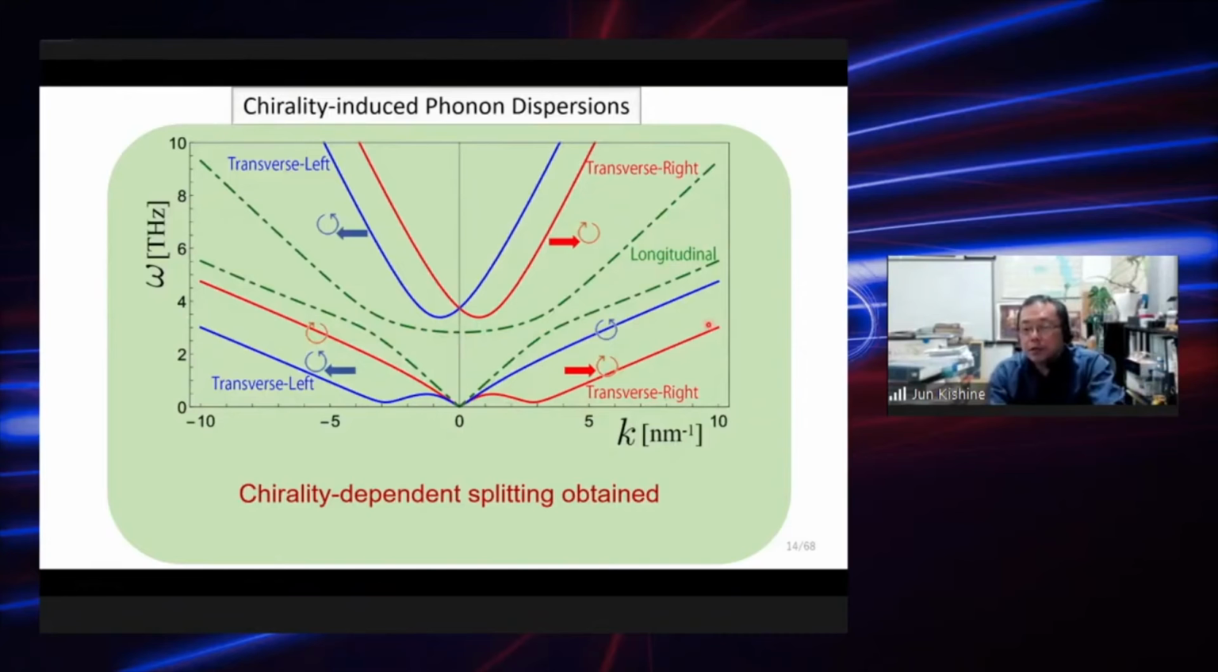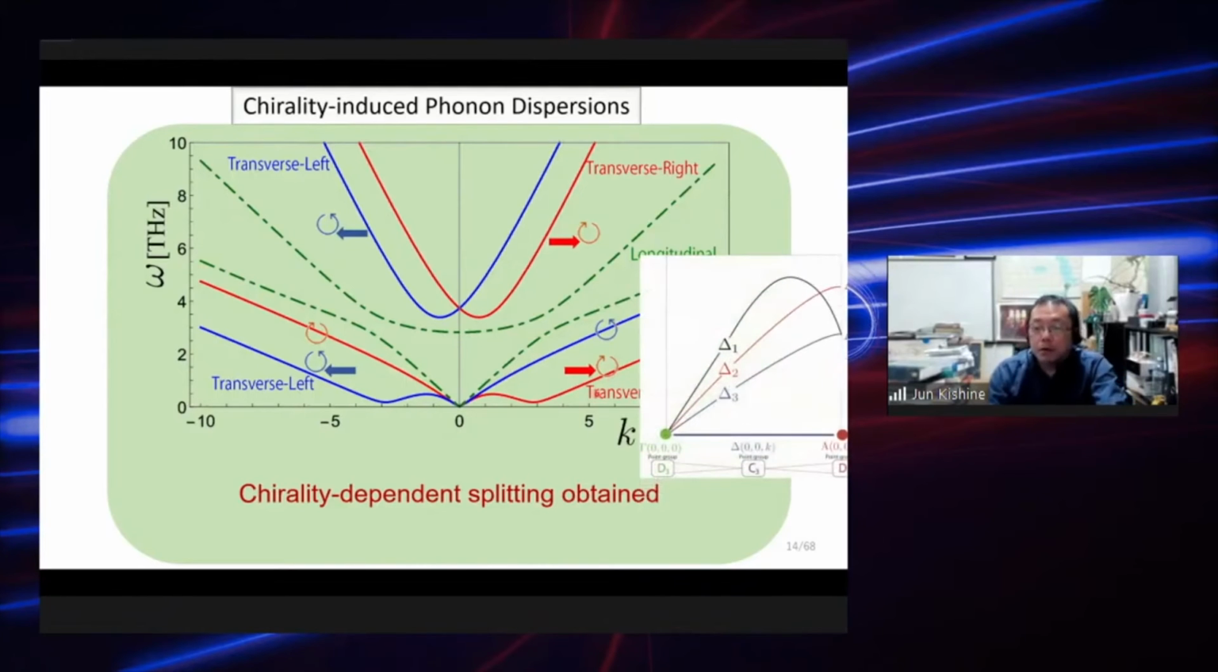Here, this red line is transverse, right-handed chiral, and the blue one is left-handed, and this dotted one is longitudinal. Another transverse right and transverse left appears. What is most important is that there appears a splitting of phonon modes depending on their chirality. This is truly a chirality-induced effect, like this.